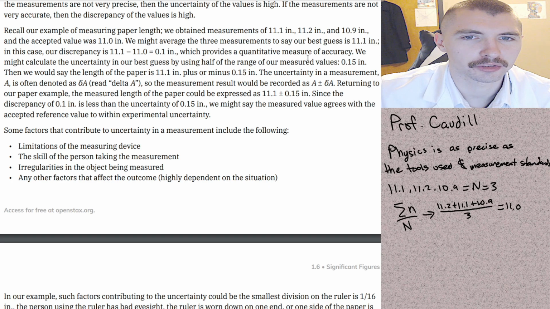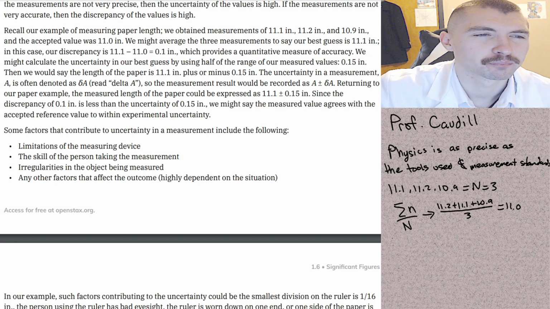Provides a quantitative measure of accuracy. We might calculate the uncertainty, our best guess, by using half the range of our measured values. 0.15 inches. Length is plus or minus 0.15. Half the range of our measured values. So what's the range? It's 10.9 to 11.2, that's 0.1 plus 0.1 plus 0.1. So the spread is 0.3. So the uncertainty is roughly 0.15.